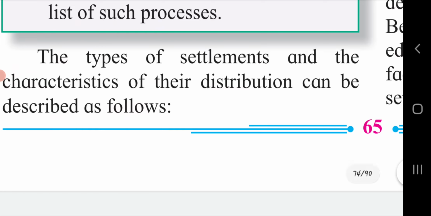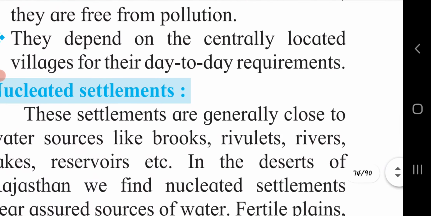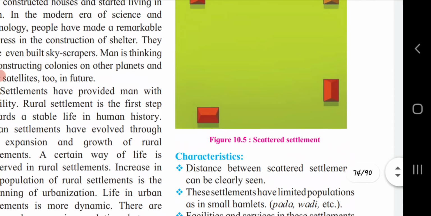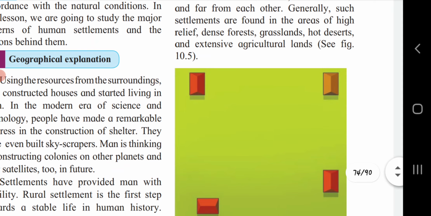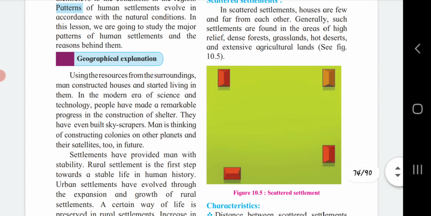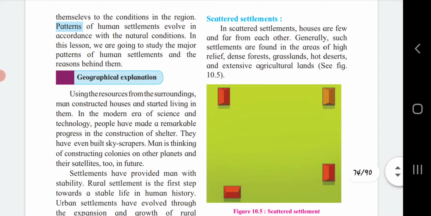The types of settlements and the characteristics of their distribution can be described as follows. Here the scattered settlements are given. About the scattered settlement, I will explain it directly. If you want, you can read this content from the textbook. All the characteristics and what a scattered settlement is, I will explain. First one, scattered settlement, they have given.